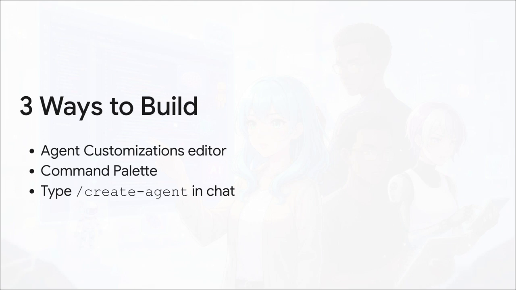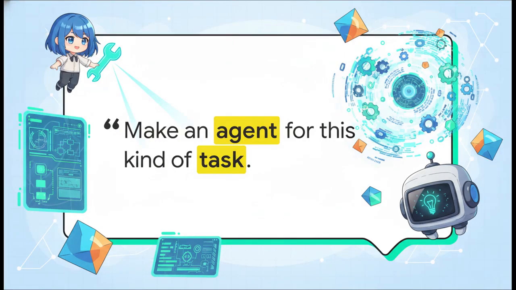But honestly, my absolute favorite method is AI generation. You just hop into your chat, type /create-agent, and simply describe the persona you want. The AI will actually ask you clarifying questions and then generate the entire Markdown file for you. It's like magic. And this brings us to a really surprising pro tip from the source documentation.